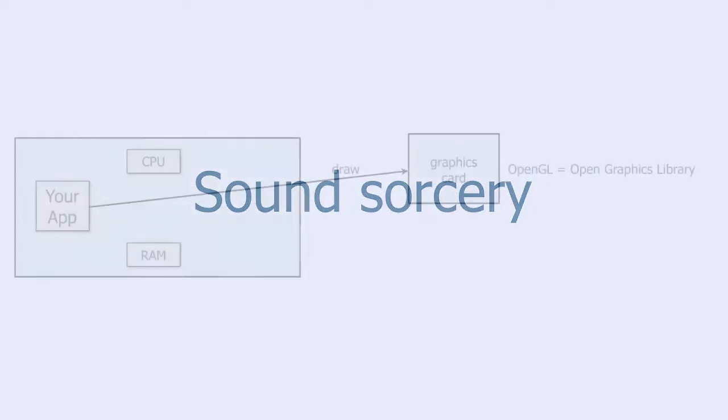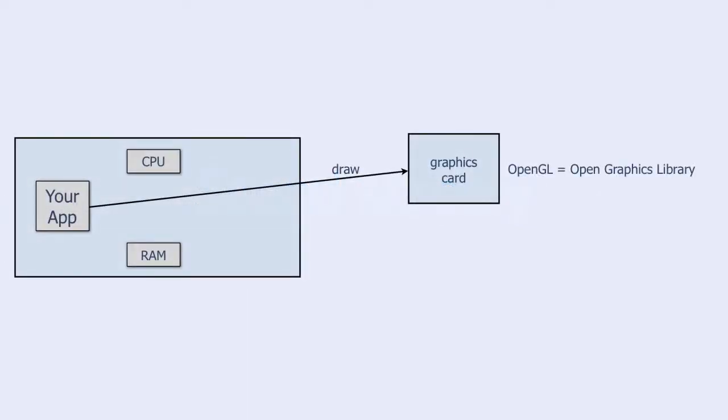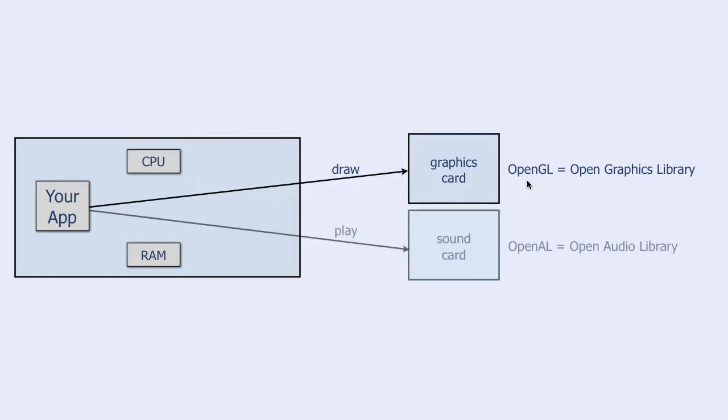bobuland.com/cocos2d. In this tutorial, we are going to learn some basic sound sorcery. Let's begin with this slide. As you remember from a previous tutorial, your app can use OpenGL to draw using the graphic card. And similarly, it can use something called OpenAL, which stands for Open Audio Library, to play sounds using the sound card.